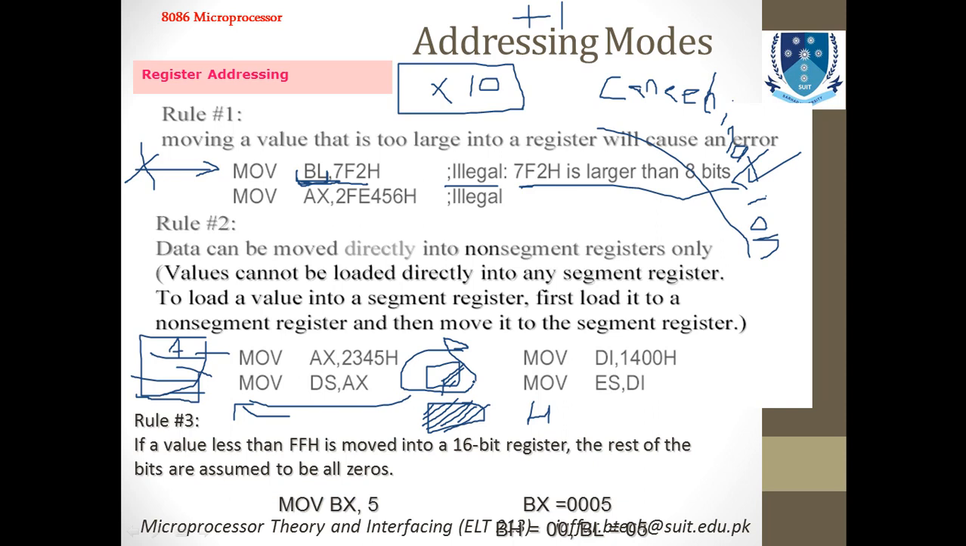The segment registers are the ones where you can split into higher bytes and lower bytes. Non-segment registers are those registers that cannot be segmented. That is why you cannot move your data directly to the segment registers. First you have to load it to the non-segment registers and then move it to the segment registers, and I will also explain this in the class.